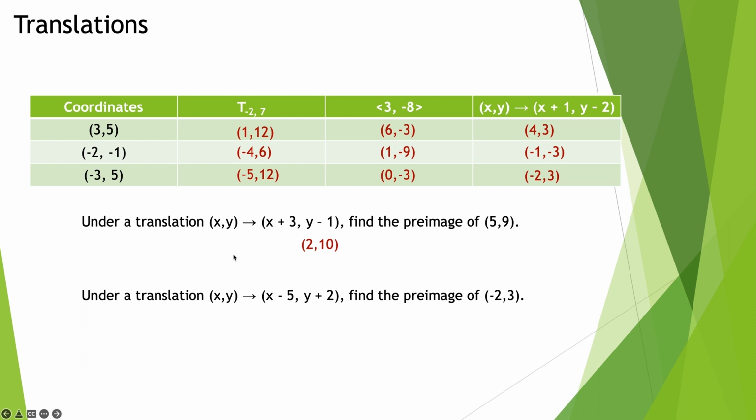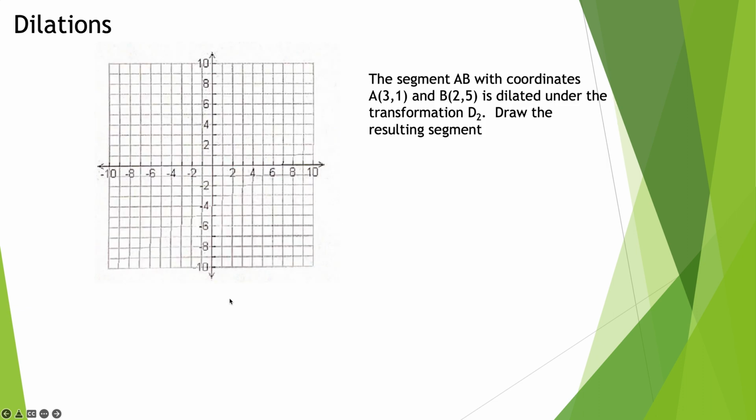Okay, so the output, the final image is (-2, 3). It wants you to find the preimage. In other words, what you start with to get (-2, 3). And it is (3, 1), right? Because if you plugged in a 3 minus 5, you would get negative 2. And if you plugged in a 1, 1 plus 2 would give you 3. Remember, work backwards. If this says you add 2 to find what you started with, take the 3 and subtract 2. If this says negative 2 at the end, and you have to subtract 5 to get there, add 5 to find out what you had to start with. All right, so that's translations.